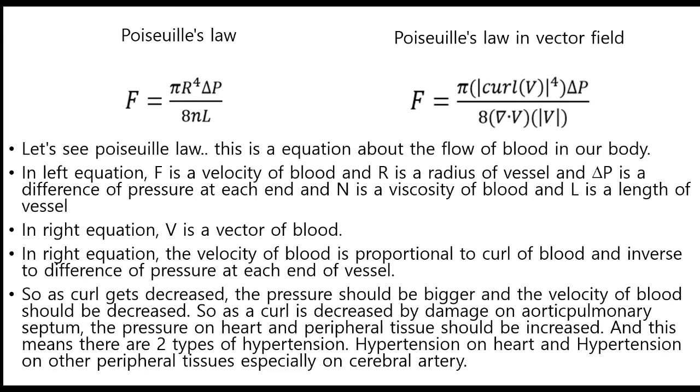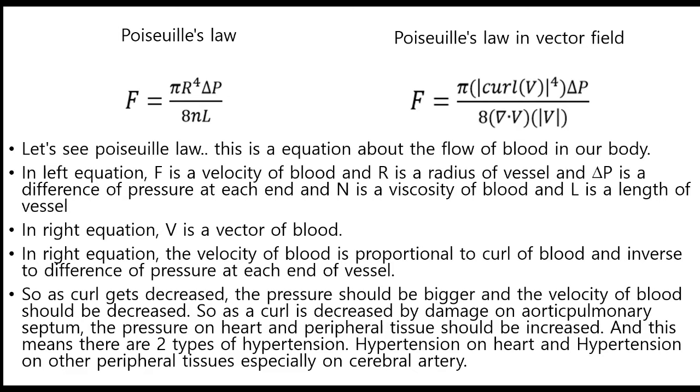Let's see Poiseuille's law. This is an equation about the flow of blood in our body. The left equation is the velocity of blood, where R is the radius of the vessel, P is the difference of pressure at each end, N is the viscosity of blood, and L is the length of the vessel. In the right equation, V is a vector of blood.